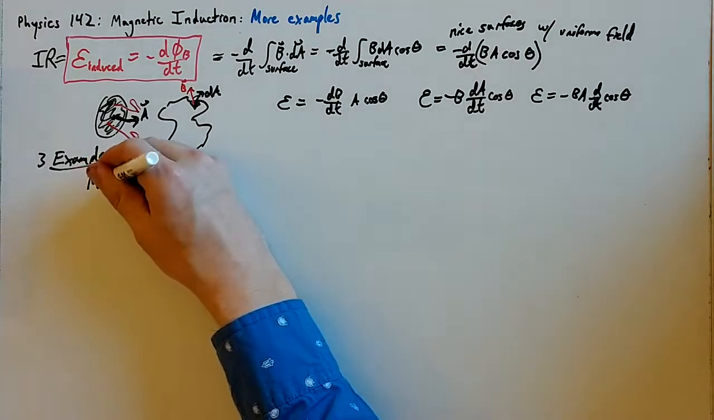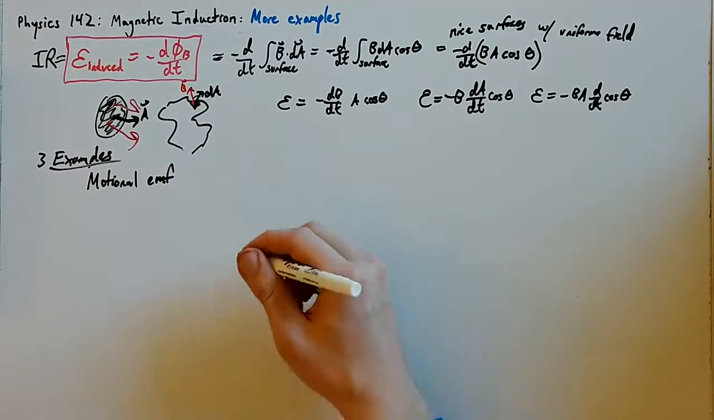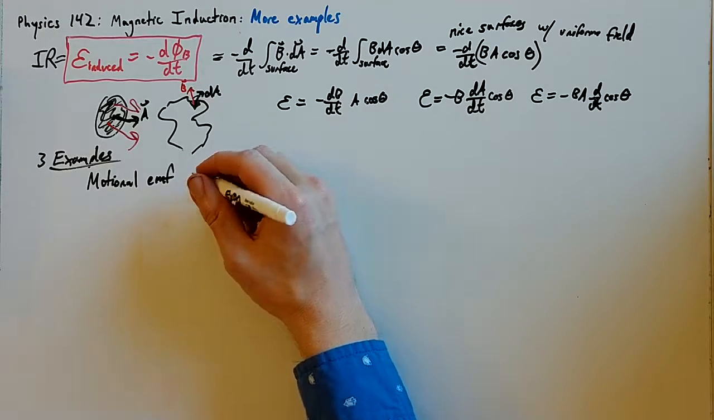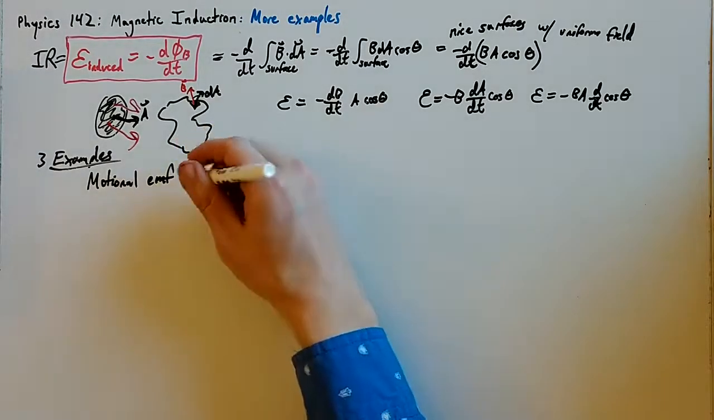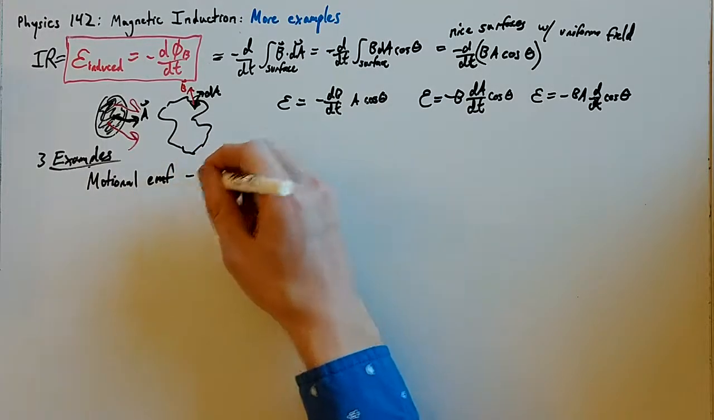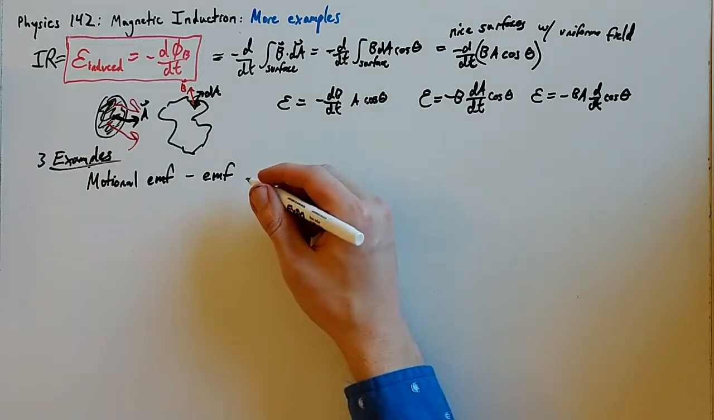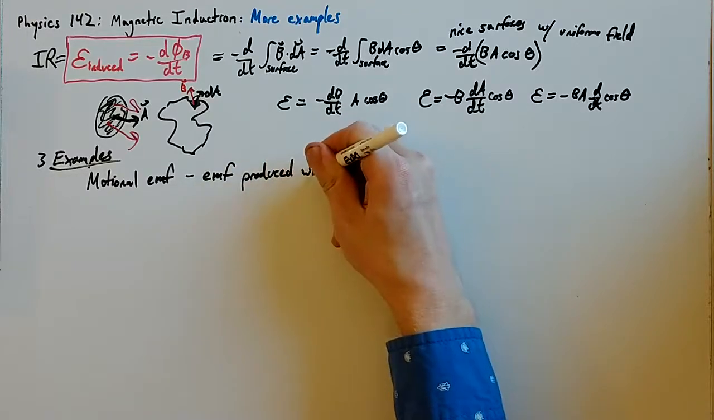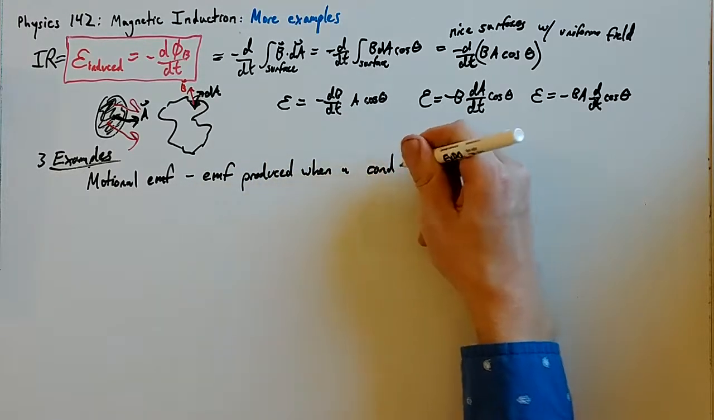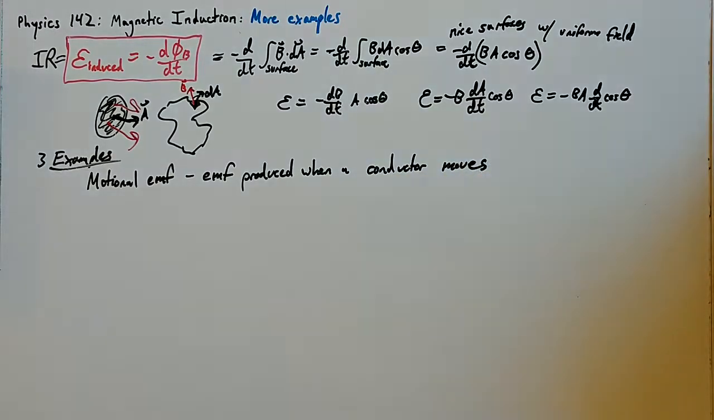Motional EMF is basically that if you have a moving conductor, you can produce an EMF. So this is an EMF, or remember EMF is basically the same as potential, right? EMF that you produce when a conductor moves. And now, this doesn't just happen for any old conductor moving, right?